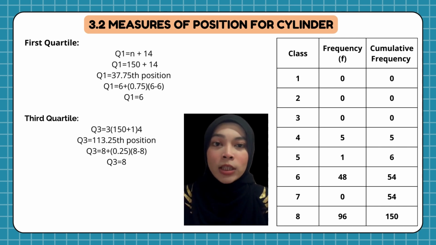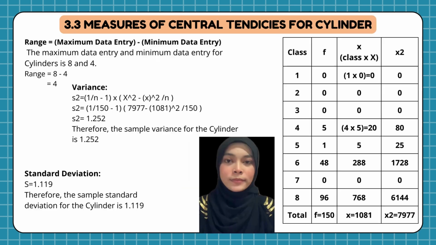Meanwhile, quartile 3 is located at the 113.25th position. Therefore, the position of the third quartile is located at class interval 8 by observing the cumulative frequency value. This means that 75% of the total cars in the data use a total of 8 engine cylinders.